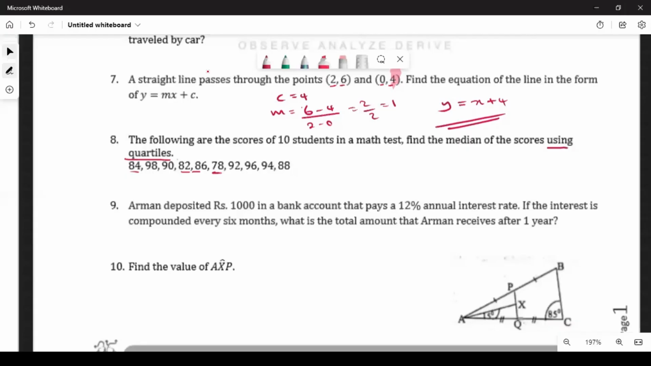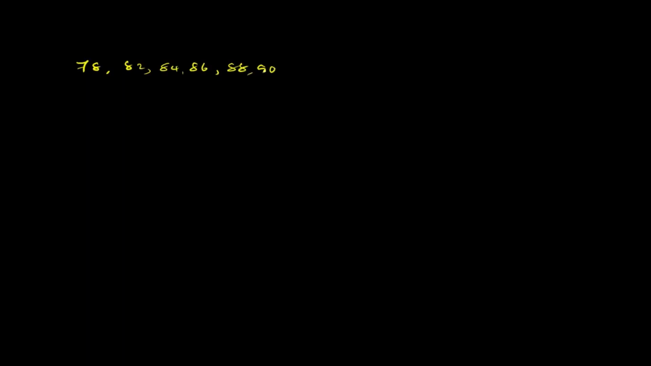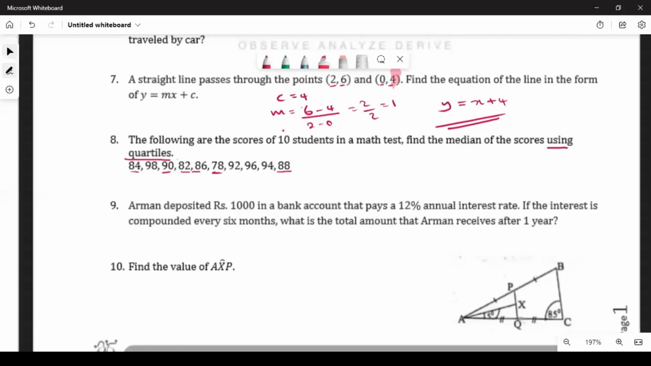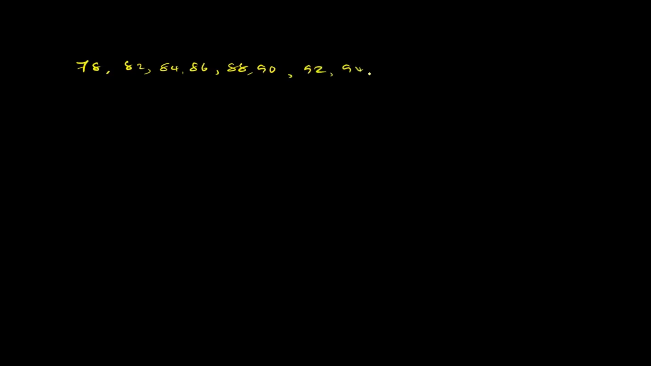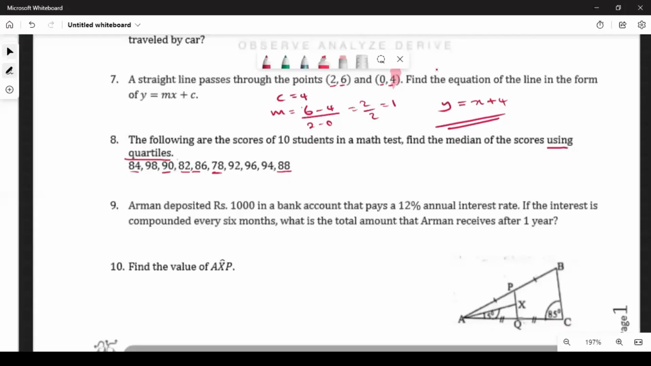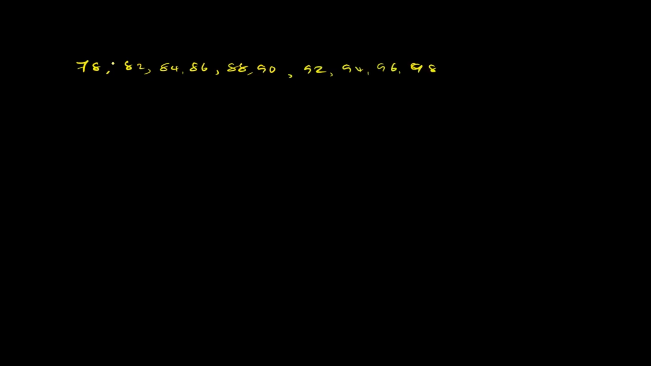And then we have 88, 90, 92, 94, 96, 98. So you are going to write all the values in the given ascending order. Here we have 1, 2, 3, 4, 5, 6, 7, 8, 9, 10 values.